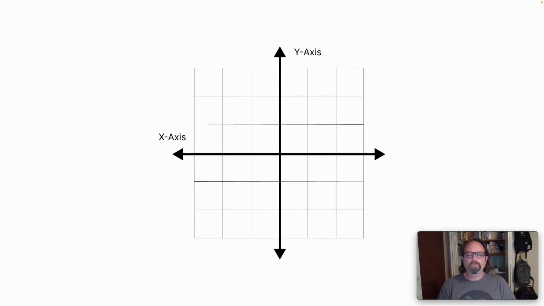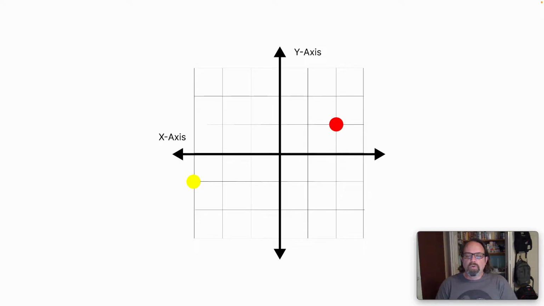If you move to the right, that's the x-axis, and it increases. If you move to the left, it decreases. For the y-axis, if you go up, it's going to increase, and if you go down, it will decrease. For every square, it increases by 1 or decreases by 1. Now you can see we put some dots on the axis.